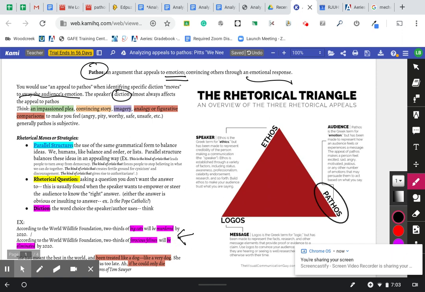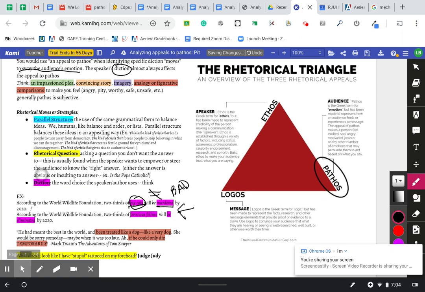Think of the example right here. According to the World Wildlife Federation or Foundation, 2/3 of big cats will be murdered by 2020. And I think, oh no, I have a cat in my house. I don't want it to be murdered. That's bad, right? But if you think about this, the next sentence, according to the World Wildlife Foundation, 2/3 of ferocious felines will be eliminated.